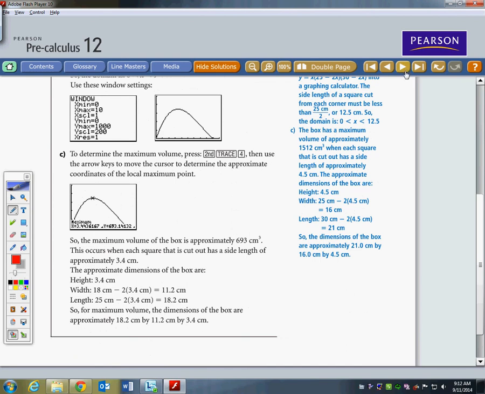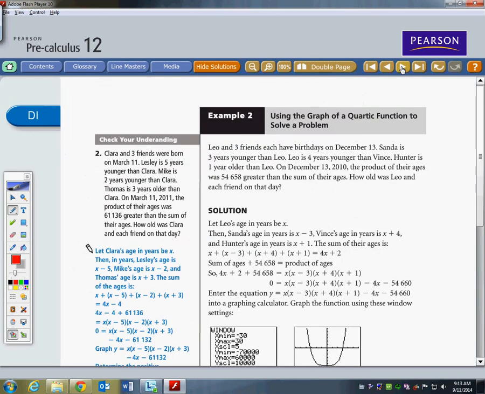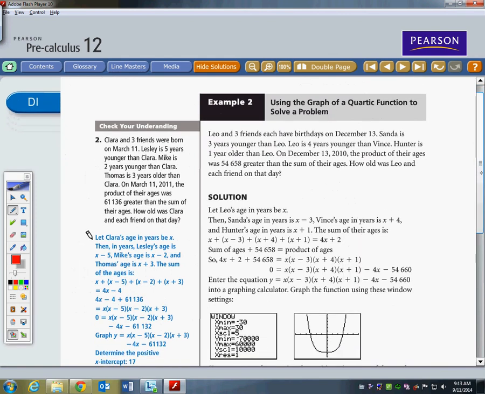And do we have one more example? Example number 2 is our last example of the lesson. Now this is a graph of a quartic function. So if you recall, a quartic function is when we have degree 4 for x. Our last one had 3 dimensions, so it was really a cubic. It was x cubed if we were to multiply those out, although it was in factored form, wasn't it? Now we're going to have a quartic function.